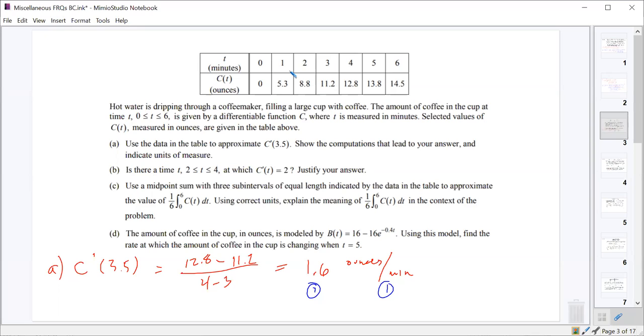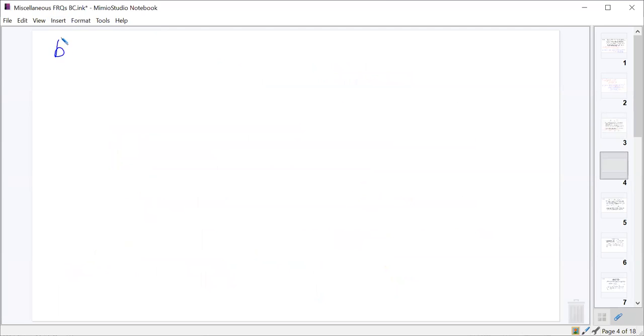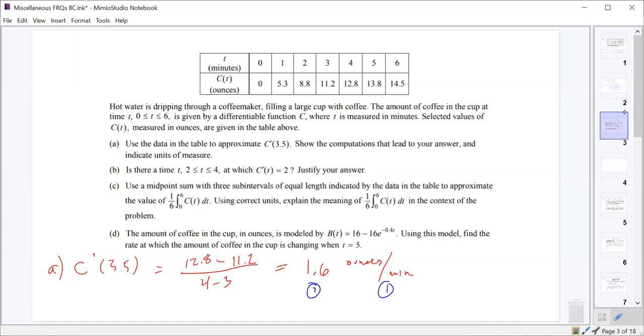All right. Are you good, Darius? Yes, thank you. Okay. All right, part B. We want to know if there's a time between 2 and 4 where C prime of t equals 2. So this sounds like the mean value theorem.